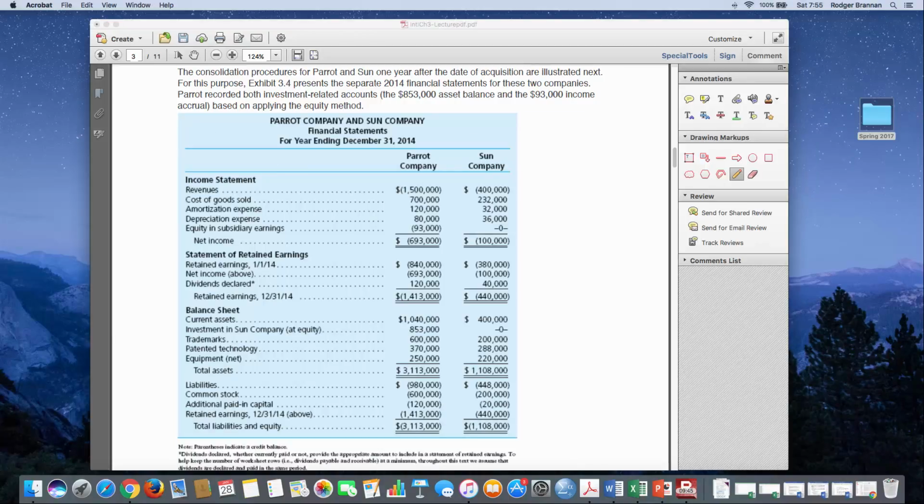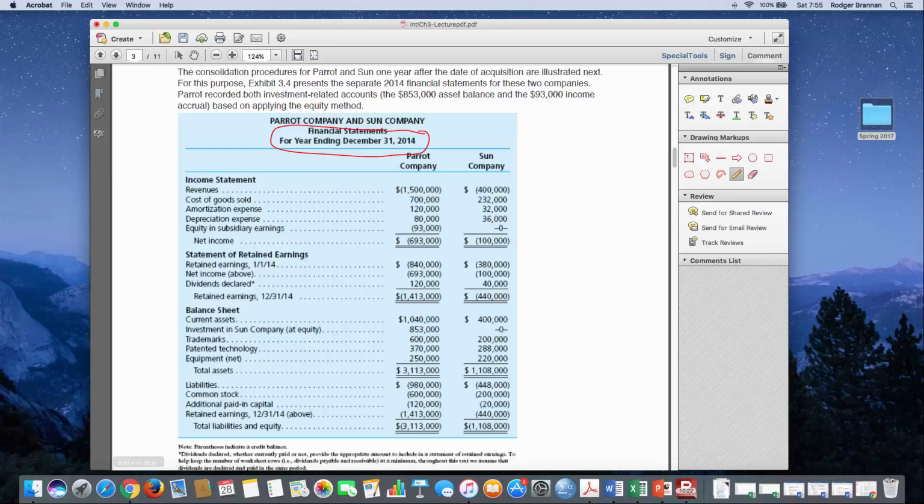All right, now what you're asked to do here is to create a consolidated financial statement for Parrot. Parrot, because it owns 100% of Sun, is the parent corporation. And really, its financial statements will be labeled as the consolidated financial statements of parent company. Sun is assumed into that, and the footnotes will disclose a little bit more of the specific information. So the process is very similar to what you did in Chapter 2.